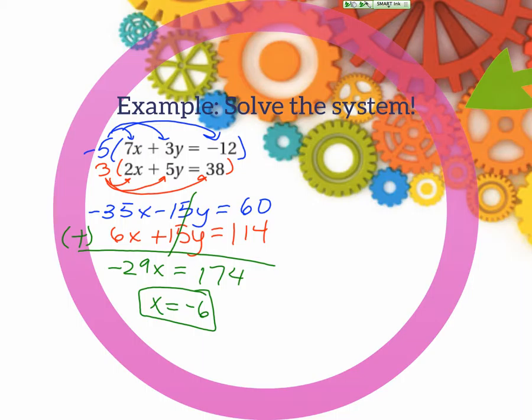Now, after we get to this point, you can pick your favorite equation to plug x into. So it really doesn't matter. I'm going to go back to the original and the one that's got some smaller numbers there and plug that in. So I've got 2 times negative 6 plus 5y equals 38.